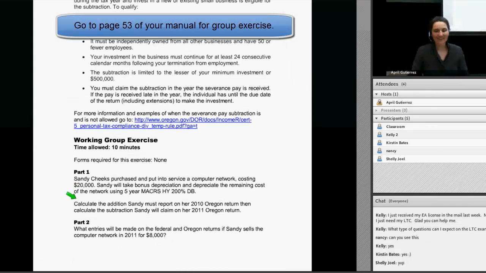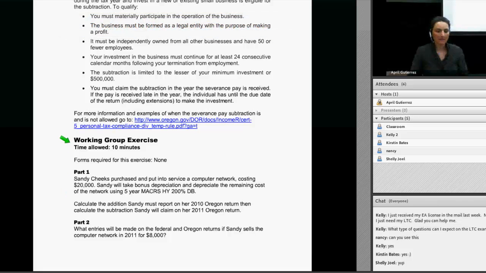Yes, it's page 53. And what I'd like you to do now is spend about 10 minutes mulling through Sandy Cheeks Part 1.